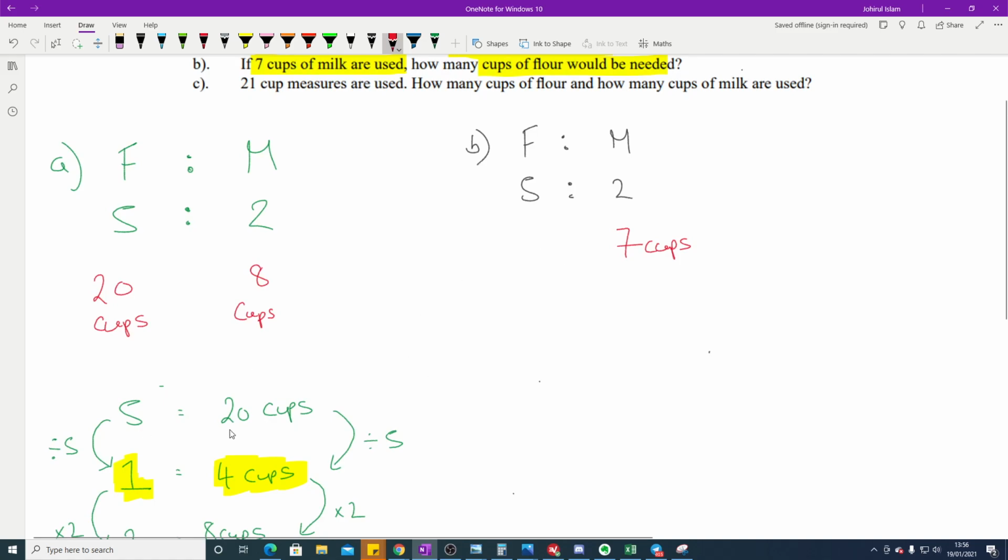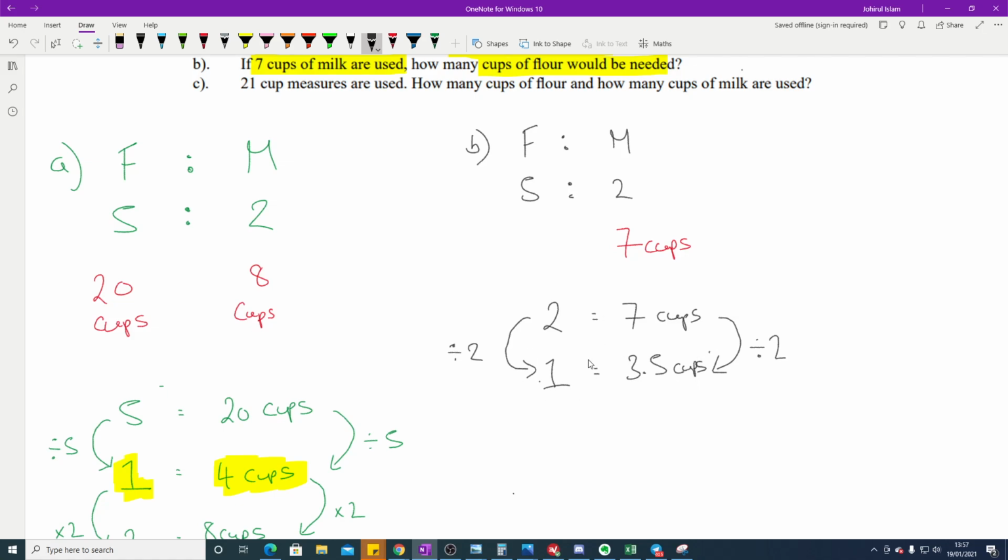So in exactly the same way, it's actually the exact same method that we use here. We're going to work out what the ratio of 1 will equal. So if the ratio 2 equals 7 cups, therefore the ratio of 1, how are we going to work that out? Well, how do we get from 2 to 1? We divide by 2. So we need to divide the 7 cups by 2. So 7 cups divided by 2 gives you 3.5 cups.